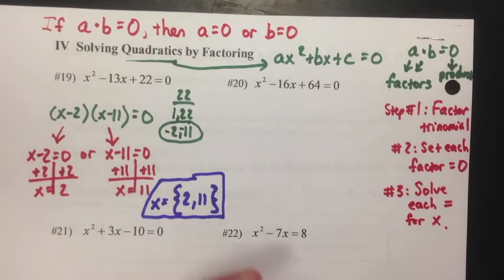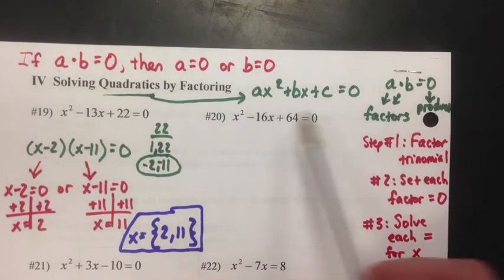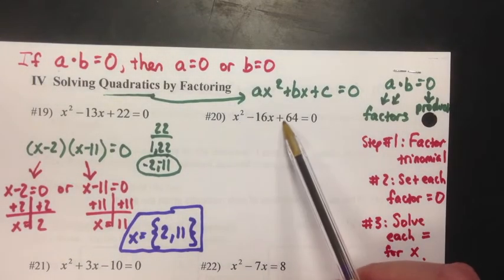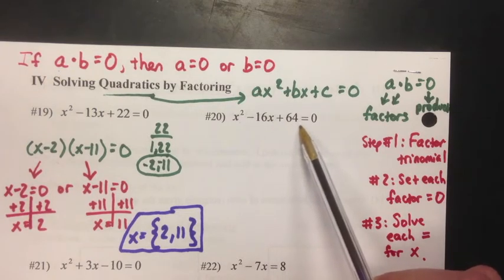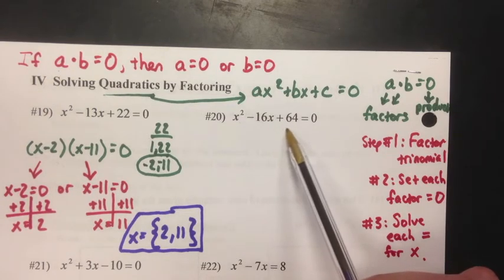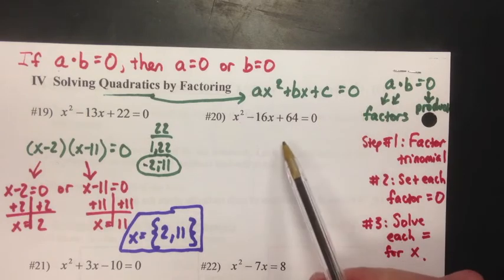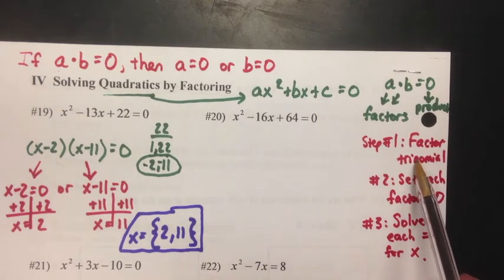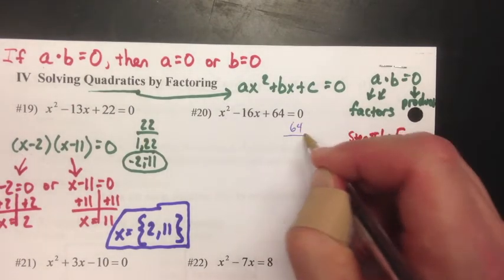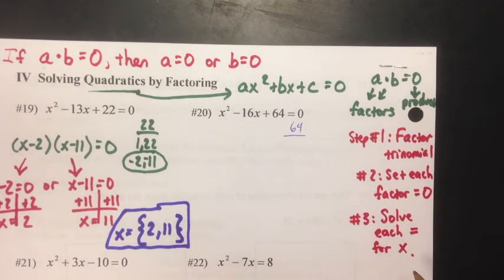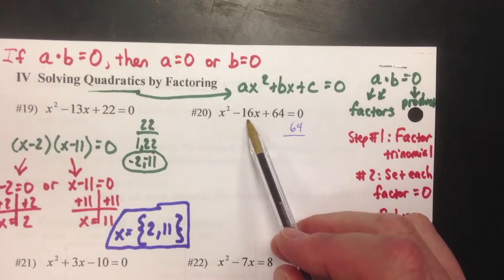Okay? Let's do number 20. So x squared minus 16x plus 64 equals 0. And you want this equal to 0. You can't factor until everything is on the same side. Step number 1, factor the trinomial. So we're going to look at 64. Let's see, factors of 64, and it has to add up to 16.